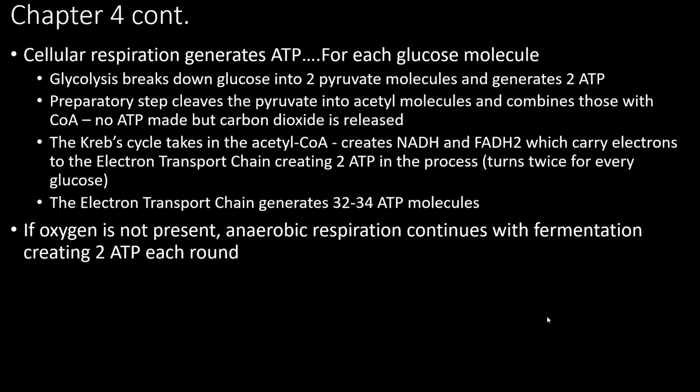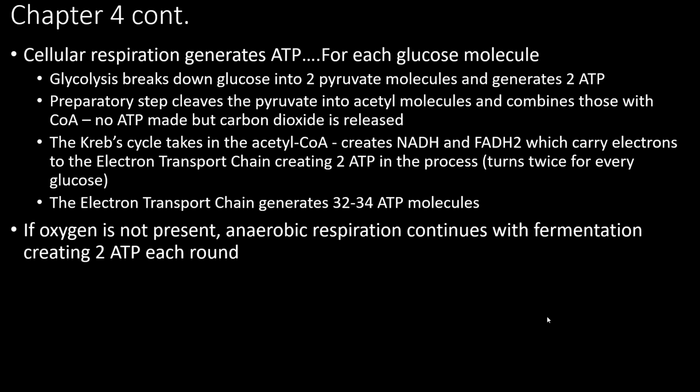Those pyruvate molecules then go into the prep stage, or the preparatory stage, and they're broken down into acetyl molecules that combine with coenzyme A. There is no ATP made in the prep stage, but the prep stage does occur inside the mitochondria, so oxygen has to be present here. These new molecules with the acetyl coenzyme A enter into the Krebs cycle.